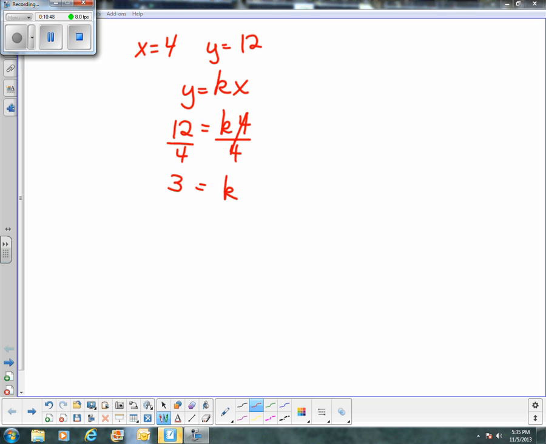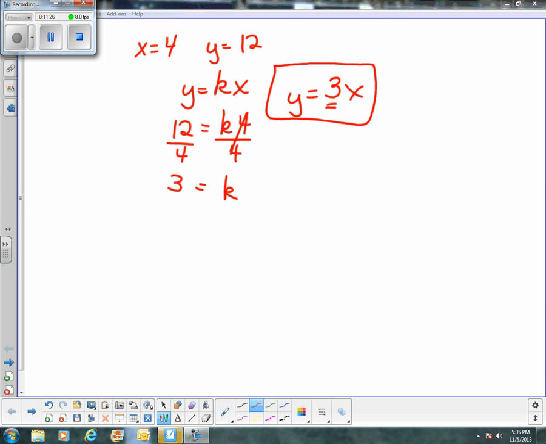So we found out what k is. So an equation that relates x equals 4 and y equals 12 directly would be y equals 3x. We take the k, we keep it in variable form, and we just substitute for the k. So there would be our equation. Okay, let's try another one.